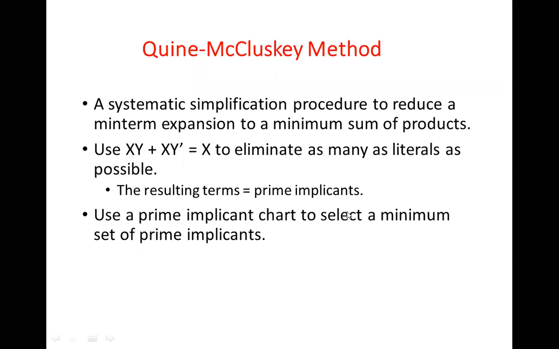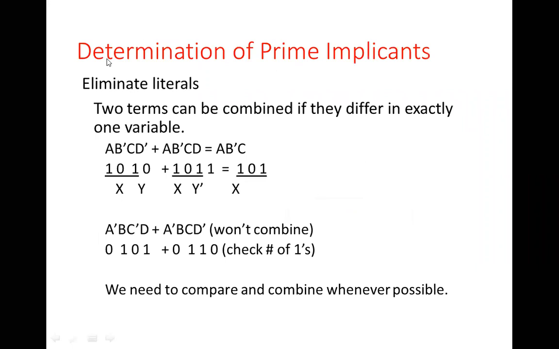So x will become a prime implicant. Now the next step is you're going to use a prime implicant chart to select a minimum set of prime implicants. So what are the steps that are followed? I have included them in the beginning. Now, how will you determine the prime implicants? Determining the prime implicants is by eliminating the literals of two terms that can be combined if they differ exactly in one bit position. So what do you mean by bit position?